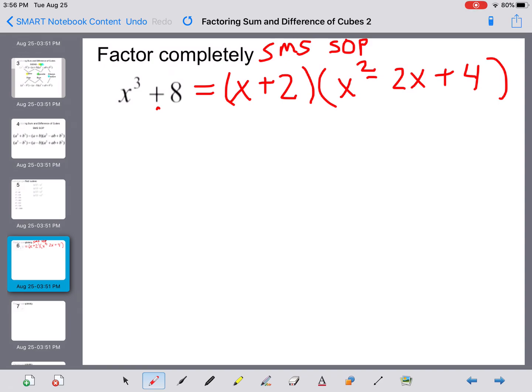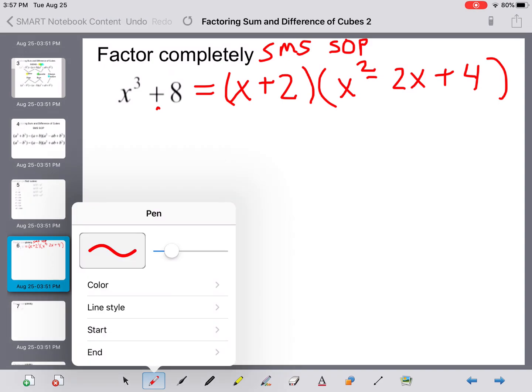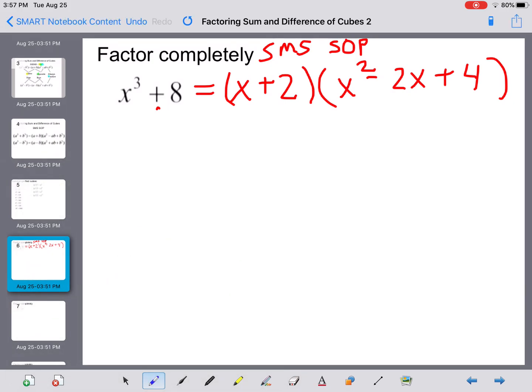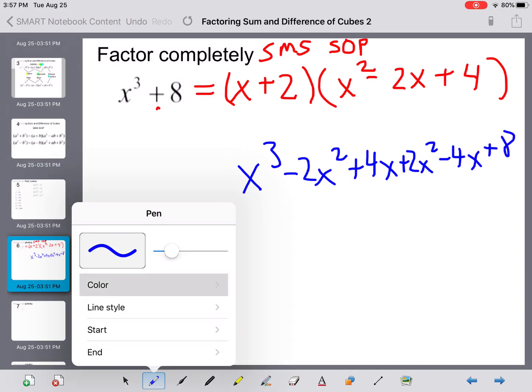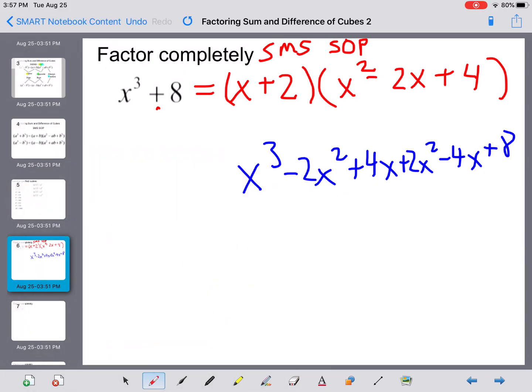Just so that you don't think I'm making it up, we can multiply this back out and see, because we can always check our factoring. If we distribute this, we get x times x squared is x to the third. X times negative 2x is negative 2x squared. Then x times 4 is 4x. Then 2 times x squared is 2x squared. 2 times negative 2x is negative 4x. 2 times 4 is positive 8. When we combine like terms, the 2x squared cancels with the negative 2x squared, the 4x cancels with the negative 4x, and we're left with x to the third plus 8.